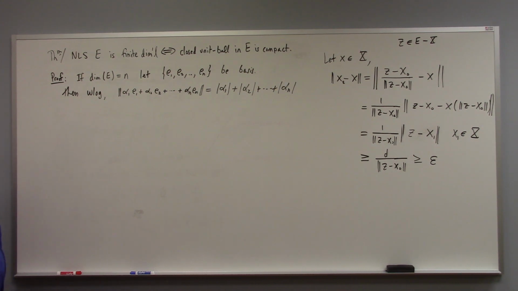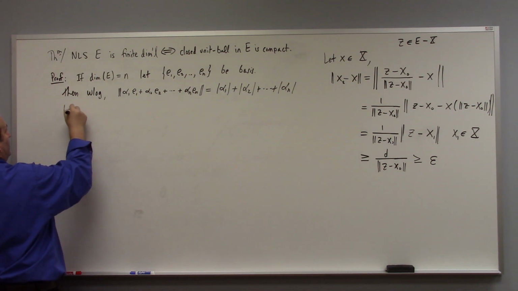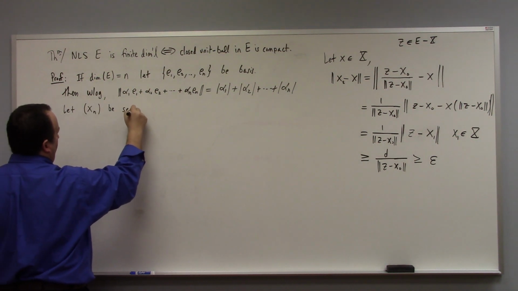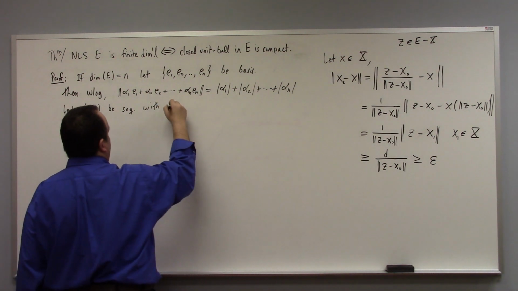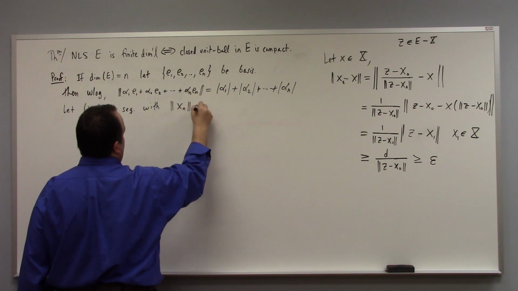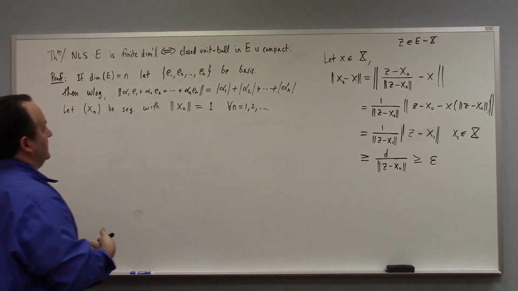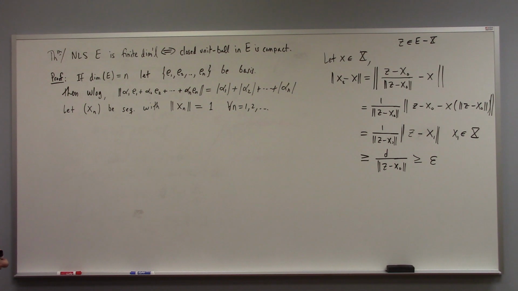Okay, let's see if we can put that into practice. So let x_n be a sequence with the norm of x_n equal to 1 for all n. That would be a sequence in the unit ball, right? And okay, so let's see here. Is that a bounded sequence?